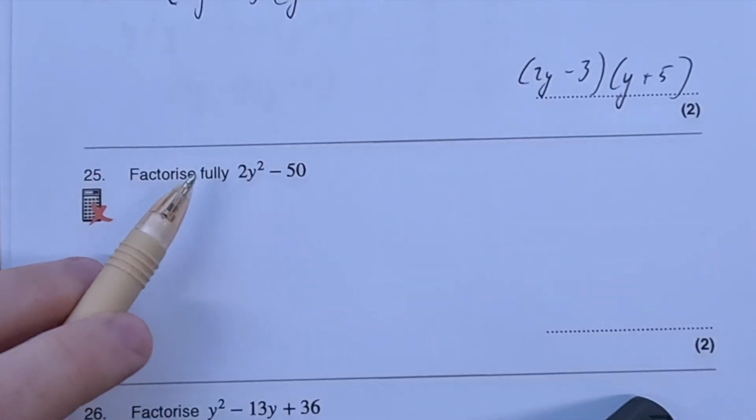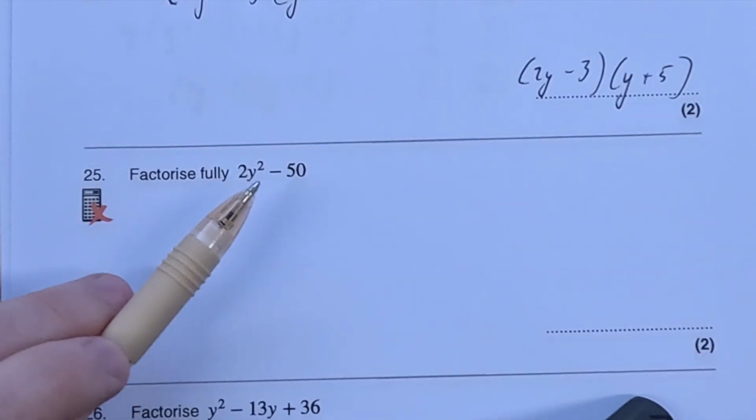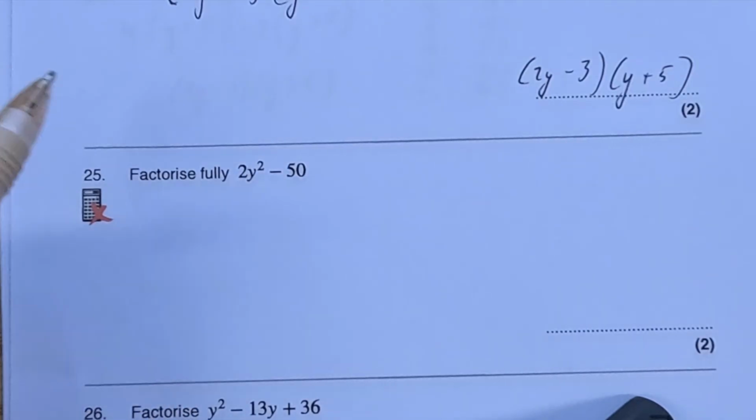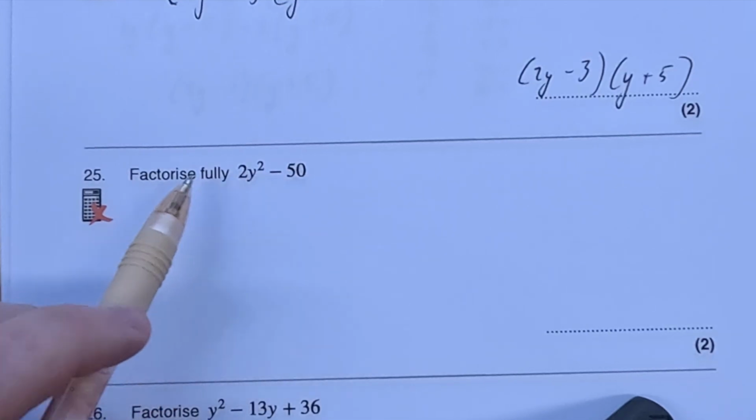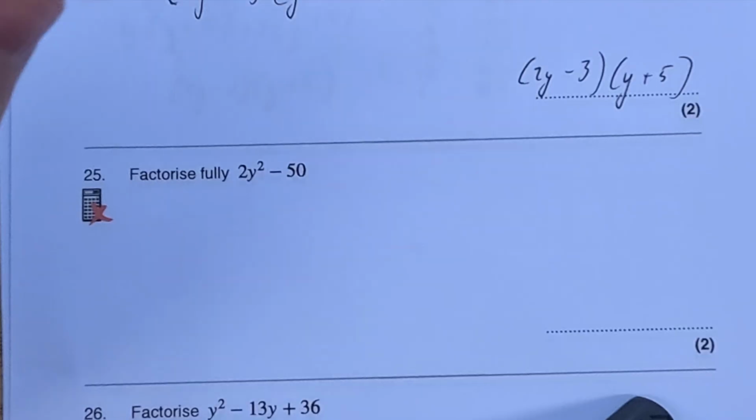Okay, so question number 25, we've been asked to factorize fully 2y squared minus 50. Now this question we're not going to do twice, because we don't need to, because this is actually a difference between two squares question. Now when we first look at this, if we look at 2y squared and 50, they don't look like squares, but it says factorize fully. So what we're going to do is take the 2 out to begin with. We're going to factorize it once using basic factorization.